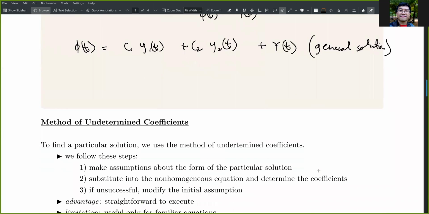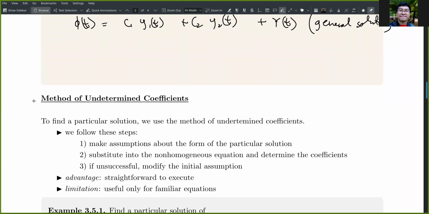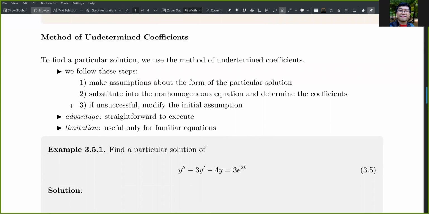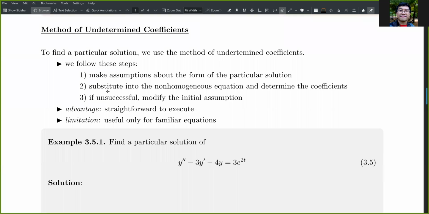So what we want to do next is to find the particular solution Y. One way to do it is to use the method of undetermined coefficients. To find this particular solution, we follow these steps. First, we make assumptions about the form of the particular solution. Second, we substitute this into the non-homogeneous equation and determine the coefficients. If we are successful, that's enough, we end there in step 2. But if not, we have to modify the initial assumption.